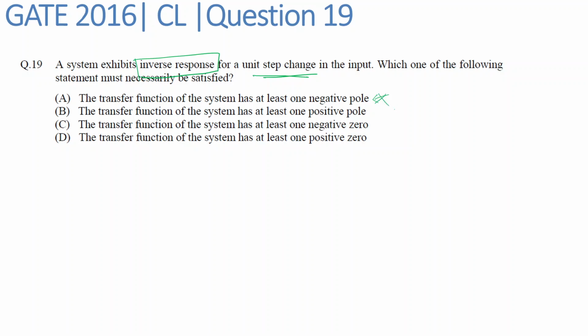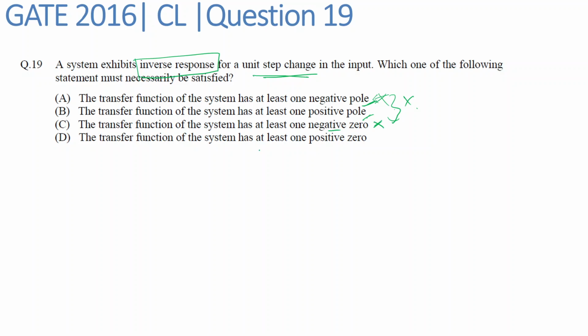The second option again states that the transfer function of the system has at least one positive pole. So this pole won't be sufficient to say anything about the inverse response. So both of these options are incorrect. The third option is the transfer function of the system has at least one negative zero. So for the system to have inverse response, the zero must be positive. So this option C is also incorrect.